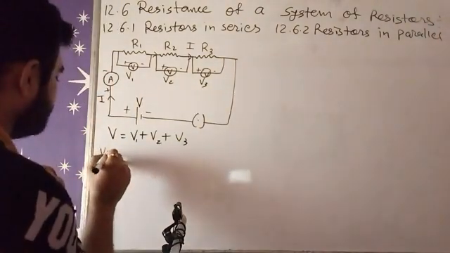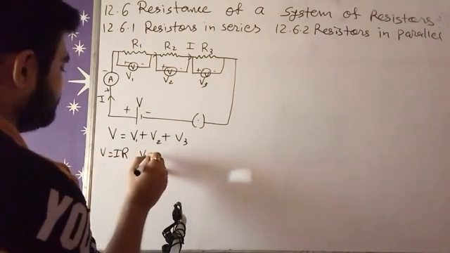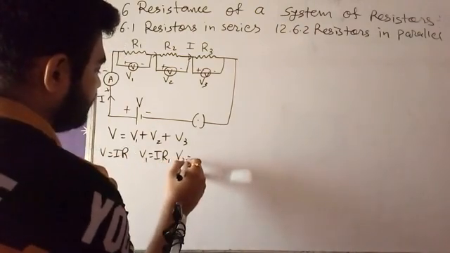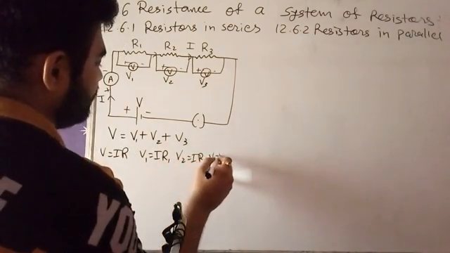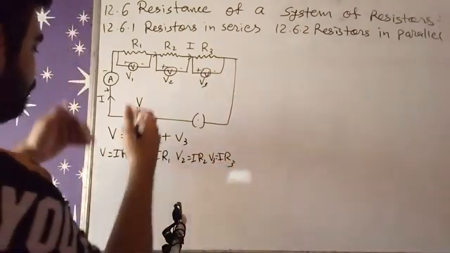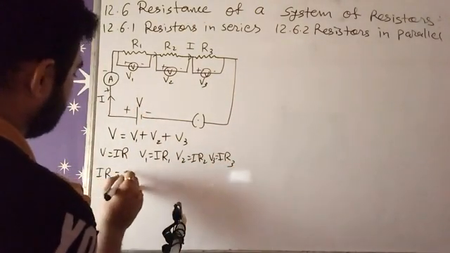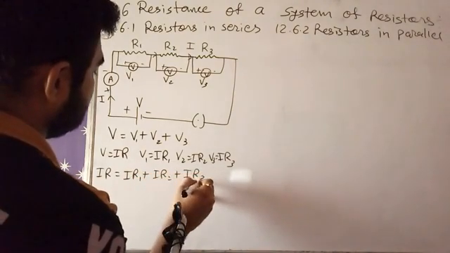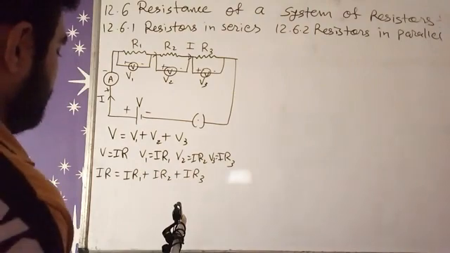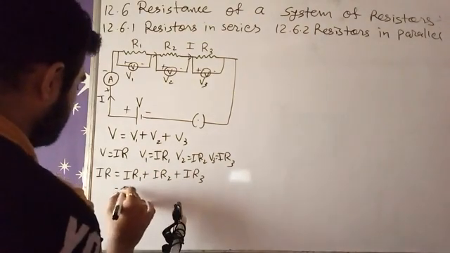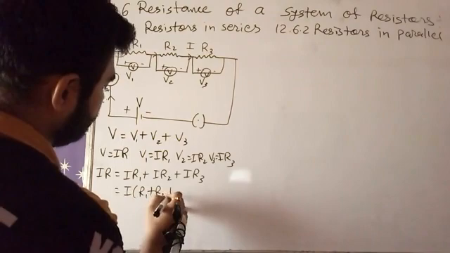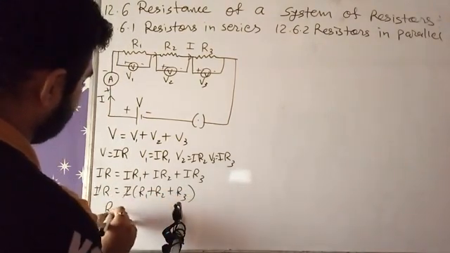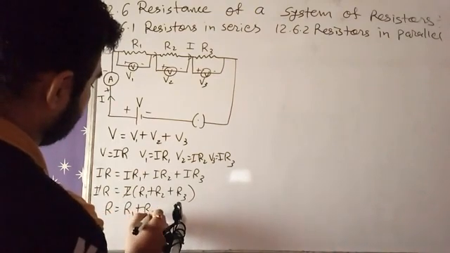We know Ohm's law: V is equal to IR. V1 is equal to I R1 because the I value is fixed. V2 is equal to I R2 and V3 is equal to I R3. So just put all these values. IR is equal to I R1 plus I R2 plus I R3. Now I is common: I times R1 plus R2 plus R3. On the left-hand side I into R, so I gets cancelled out. So we are left with R equal to R1 plus R2 plus R3.